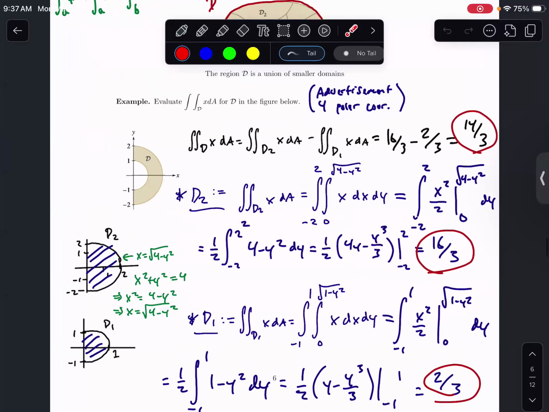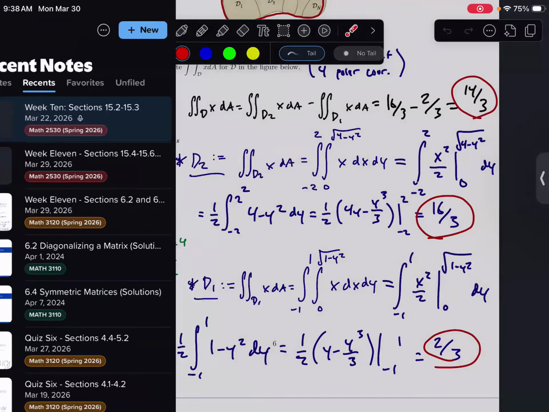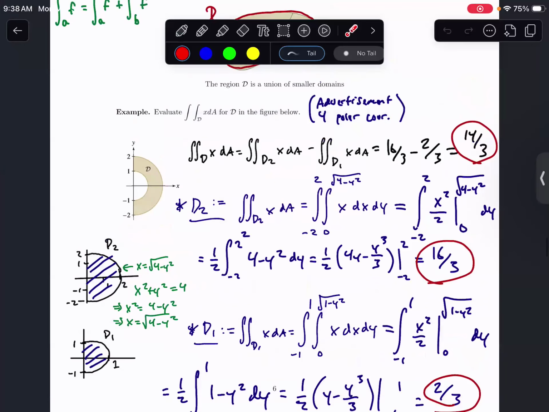We wanted to evaluate the double integral of x dA for this half annulus that we found. And there's a lot of writing, right? And there was some trickery involved as well, where we had to integrate over 2 different regions and then subtract the 2 together, which made things a little bit difficult. So I wrote before that this is an advertisement for polar coordinates, and we'll see why now.